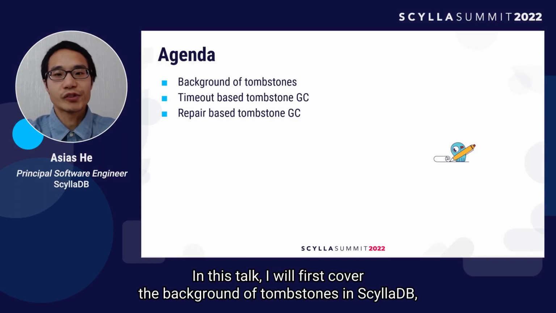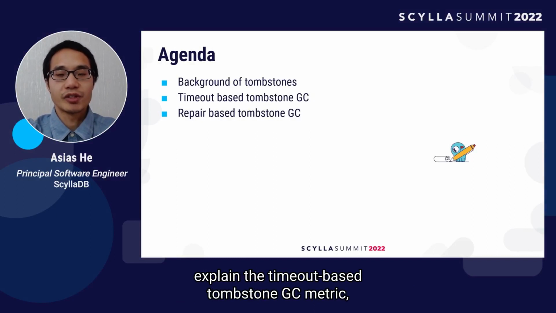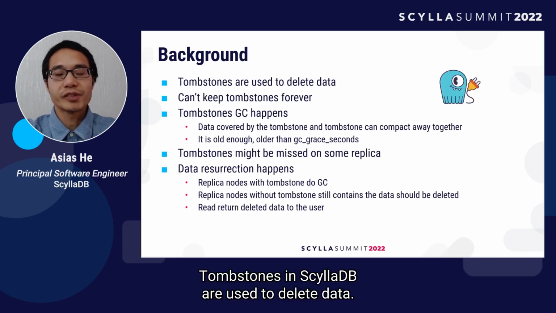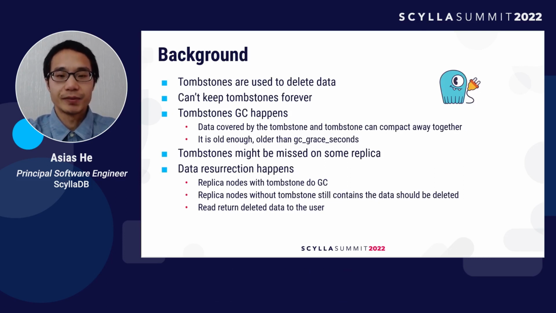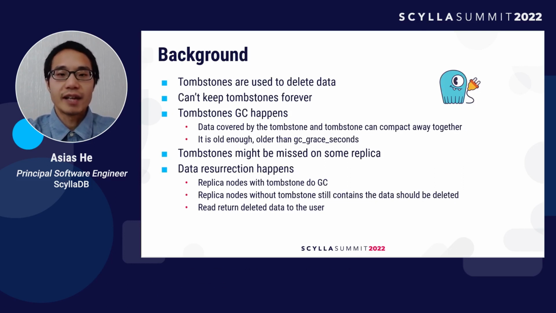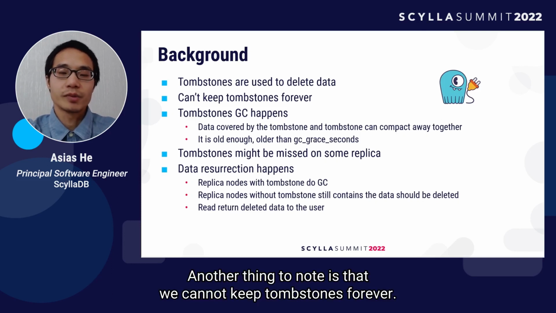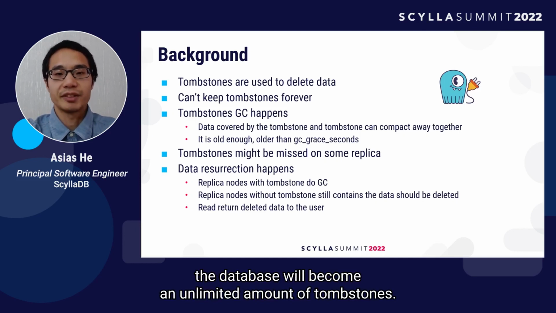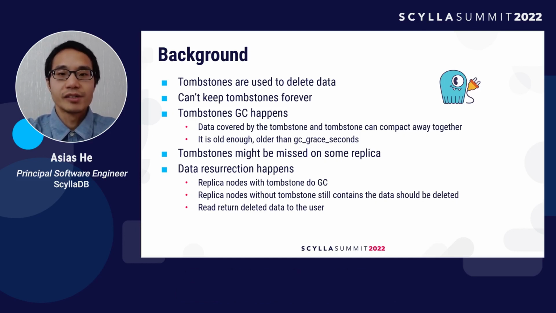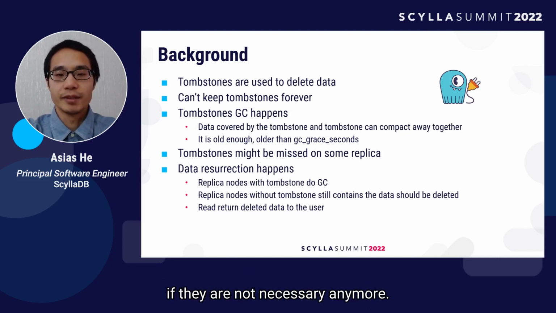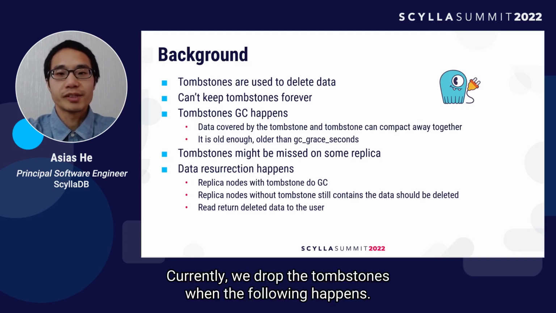In this talk, I will first cover the background of tombstones in Scylla, explain the current timeout-based tombstone GC method, and introduce the new repair-based GC method. Tombstones in Scylla are used to delete data. Normally, data and the tombstones are replicated to multiple nodes. Another thing to note is that we cannot keep tombstones forever. Otherwise, if we have a lot of deletes, the database will contain an unlimited amount of tombstones. The solution to this problem is that we drop the tombstones if they are not necessary anymore. Currently, we drop the tombstones when the following happens.